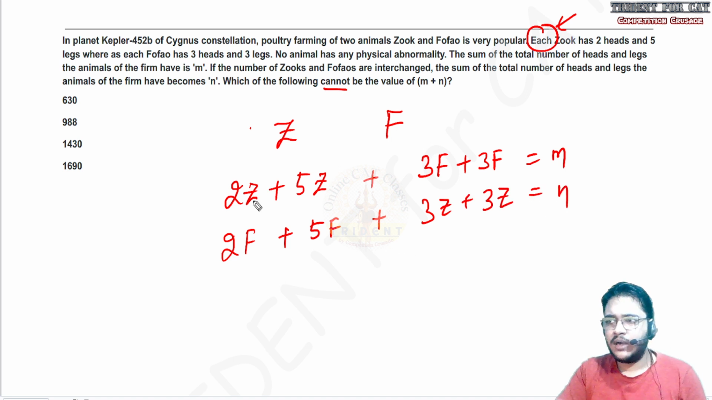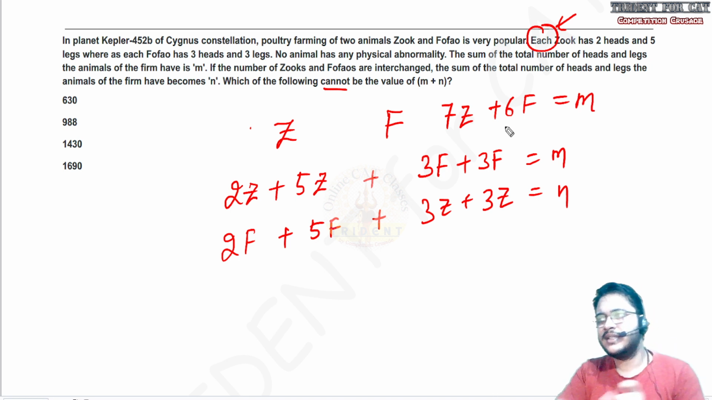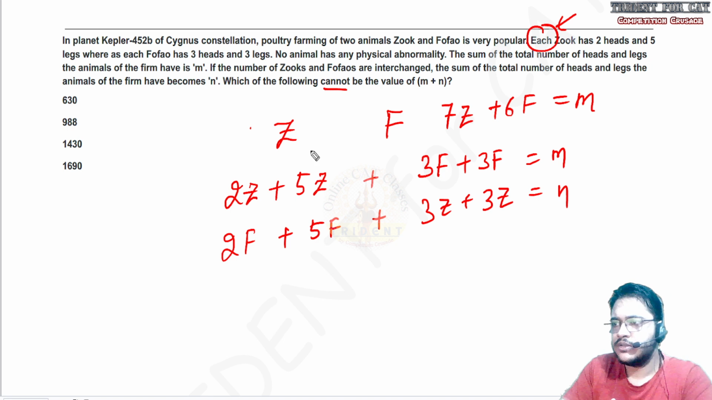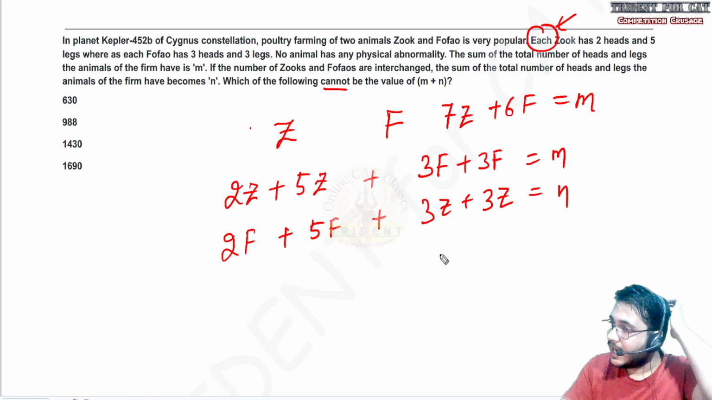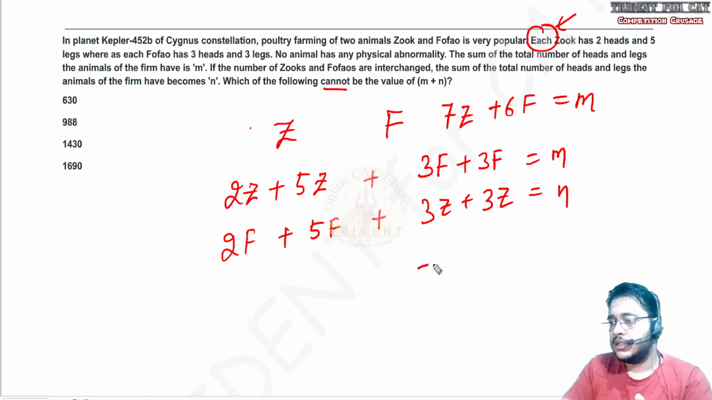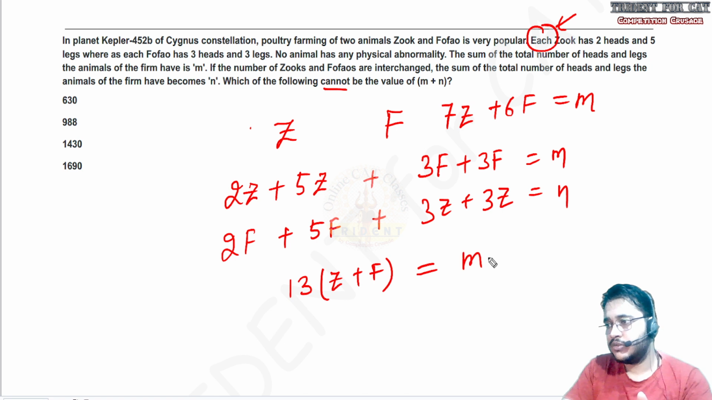I am giving you the logical explanation, but if you're a little smart, you will know that this is 7z plus 6f, the first one, which equals m, and because we are interchanging, all we are doing is 6z and 7f. Okay, let's see what I'm saying. So this is going to be 7z, 6f. Here you have 7f, the next equation, and 6z. If you add these things, what will you get? Typically, you will get 13z plus f, which equals m plus n.